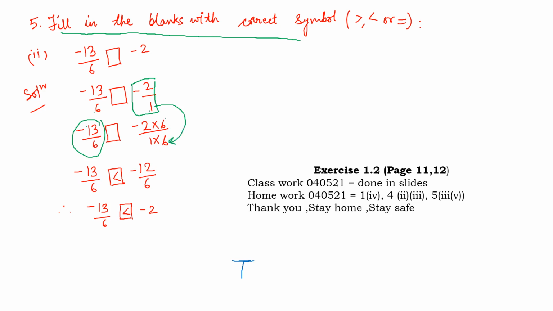So we have to multiply with the 6 up and 6 down. Now minus 13 by 6 and minus 12 by 6. So minus 13 is smaller. Finally minus 13 by 6 is smaller than minus 2.